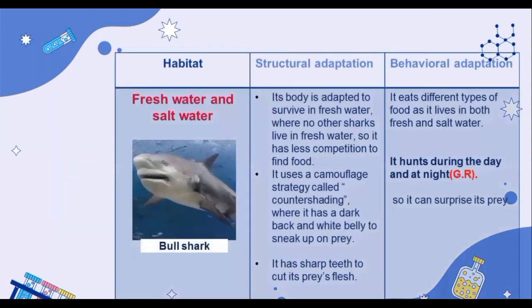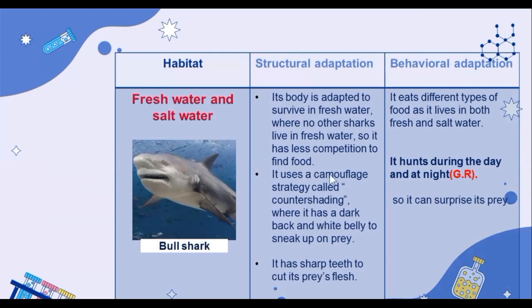طيب ايه هي بقى ال structural adaptation و behavioral adaptation للبول شارك؟ أول حاجة عندي الهابيتات أصلا ايه؟ بيعيش في الفريش water and السولت water. طب ال structural adaptation the body is adapted to survive in fresh water where no other sharks live in fresh water, so it has less competition to find food. البادي عنده بيعرف يعمل adaptation في fresh water بحيث ان هو مفيش sharks تانية تتنافس معاه على الفود.